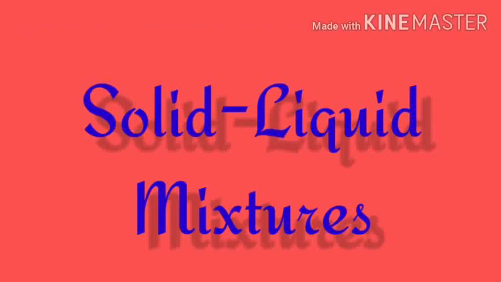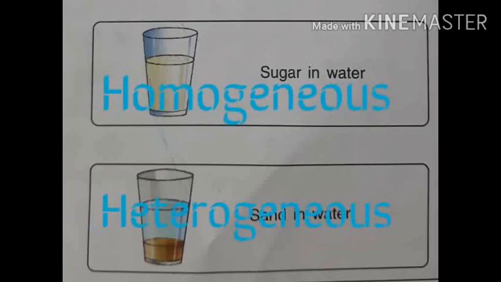Now let us move on to the examples of solid-liquid mixture. Now look at the picture of sugar in water and sand in water. See, both are examples of solid-liquid mixture, but sugar in water is homogeneous in nature, whereas sand in water is heterogeneous in nature. You can see the composition of sand in water is non-uniform and sugar mixes well in water, so we get uniform composition. That's the reason sugar in water is homogeneous and sand in water is heterogeneous.